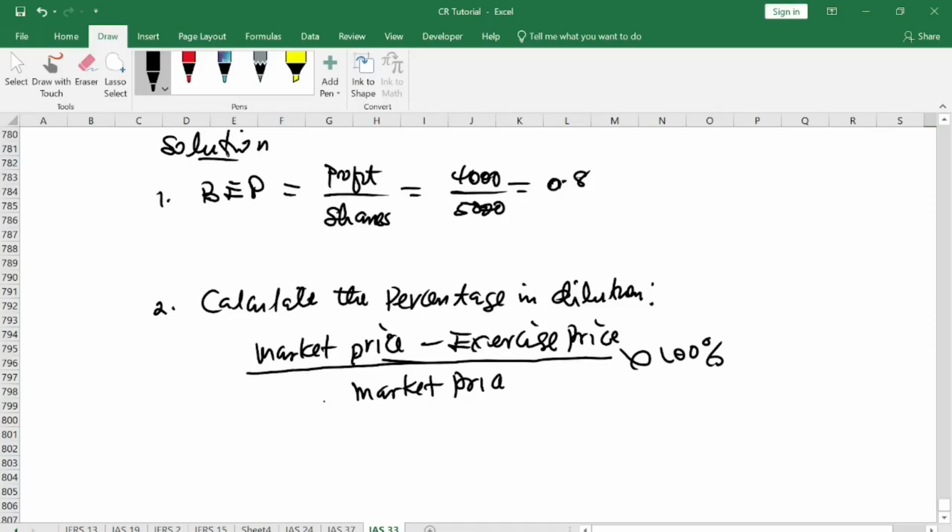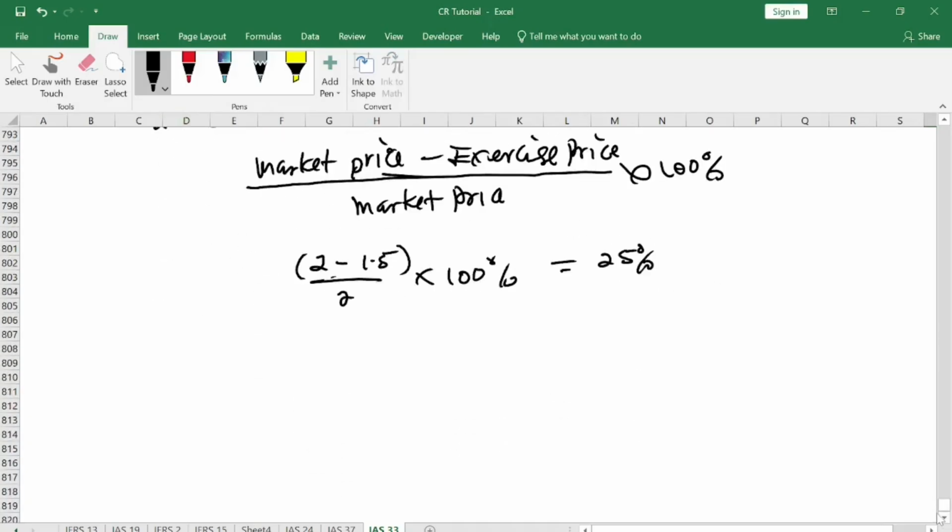When you look at this one, we have a market price of 2 cedis, and then the exercise price of 1.50, all divided by the market price of 2 cedis. Then you multiply by 100%. So that gives you 25%.